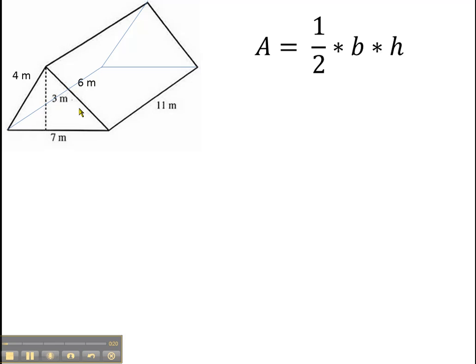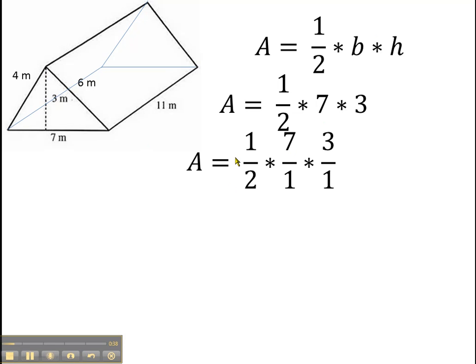What I'm going to do first is find the area of the front, and that's by applying the formula half times base times height, or base times height divided by 2. This is just the area formula for a triangle. So the base of my triangle is 7, the height of my triangle is 3, so I plug those in. Now I'm going to use the fraction. You can use 0.5 if you want.